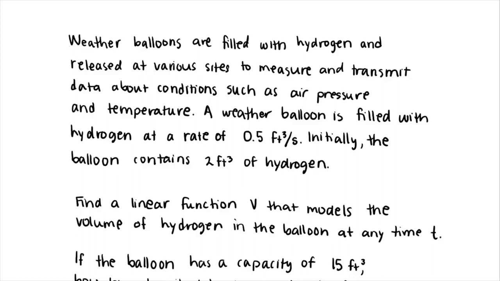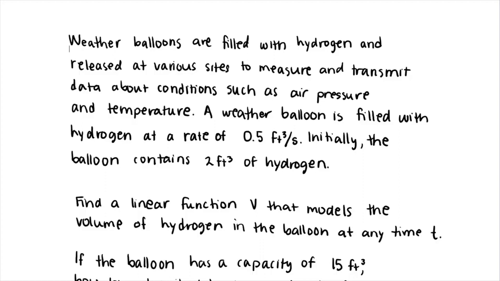It says that a weather balloon is typically filled with hydrogen and released to various locations to measure and transmit data about the conditions. So this data might be for the air pressure or for the temperature. But such a weather balloon is filled up with hydrogen at a rate of 0.5 feet cubed per second.